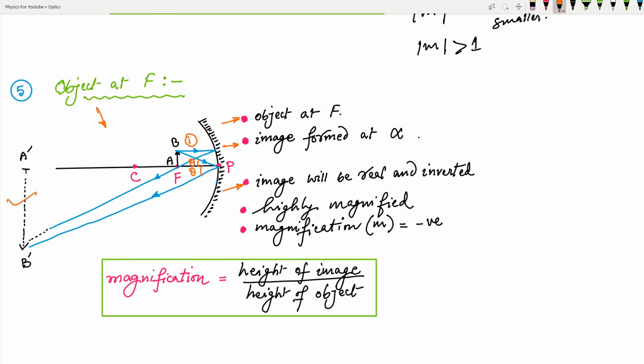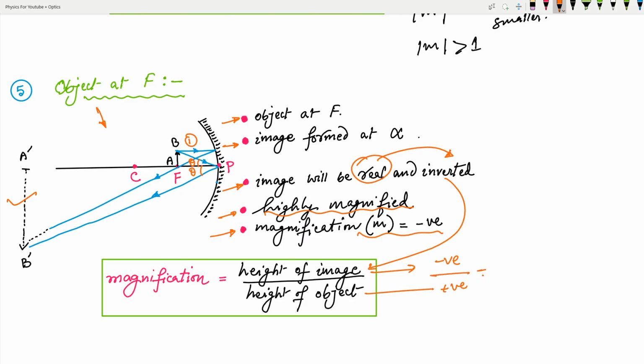If we look into the characteristics of the image, we'll see that the image will be real. Why? Because the image that we obtain is due to real intersection of rays, and since it is real, we will get an inverted image. And number 4, we can see from the ray diagram, it is highly magnified. Whenever the object is found at or beyond the center of curvature, it will always be magnified. So it will be highly magnified. And the last point is magnification. It will be negative. Why? Because of inversion, the height of the image will be negative and the height of the object will be positive. So ultimately we'll get a negative magnification. Modulus of m, I won't explain now, it will be greater than 1 because of magnification, because the height of the image is greater than the height of the object.